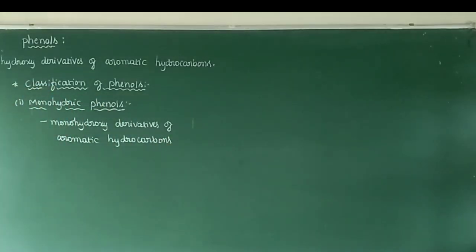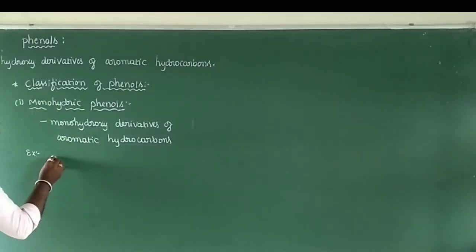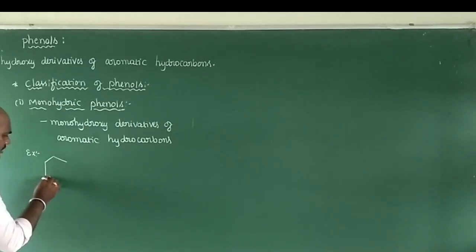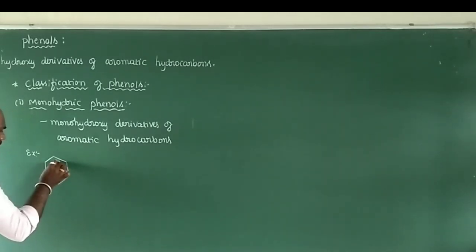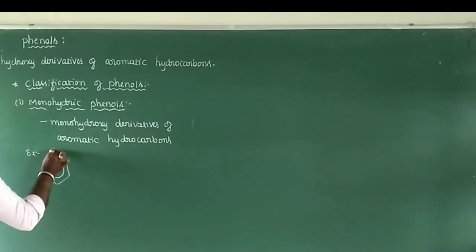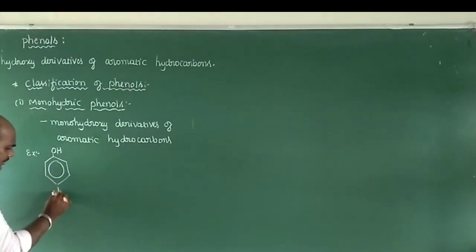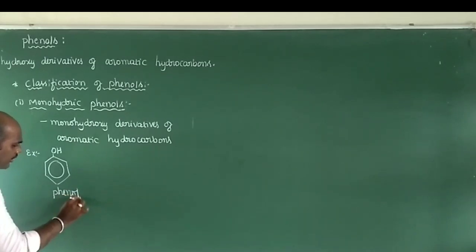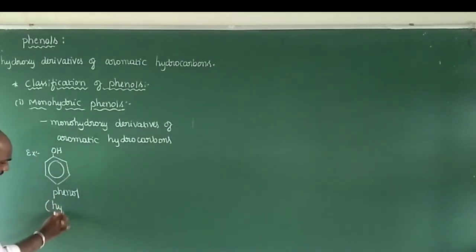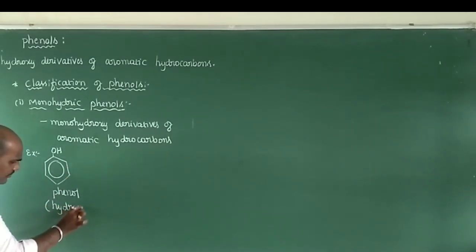Monohydroxy derivatives of aromatic hydrocarbons. Now we shall give some simple examples for monohydric phenols. So firstly, one hydrogen atom of the benzene is replaced with an OH group. That means simply the phenol, or you can also call it hydroxybenzene.